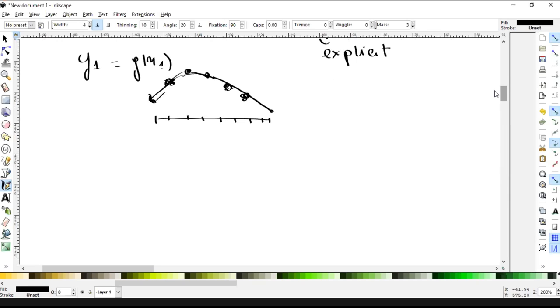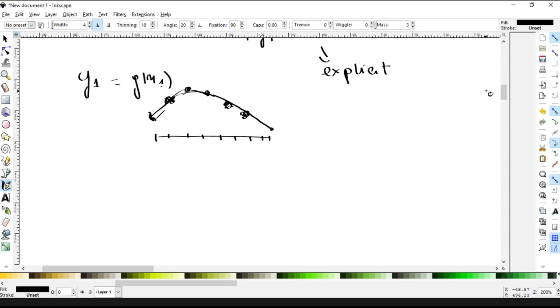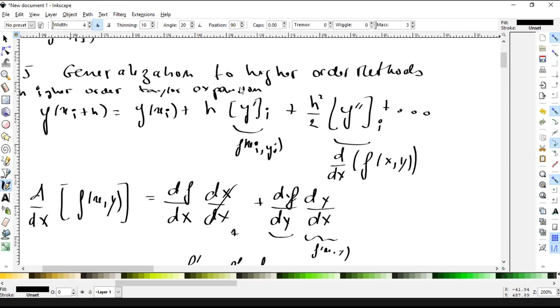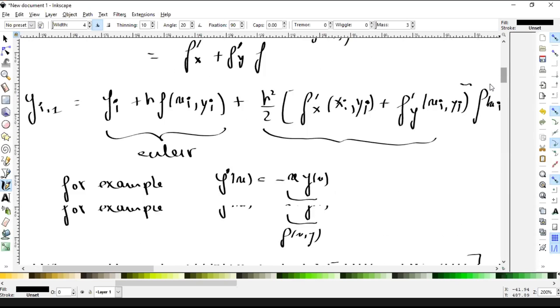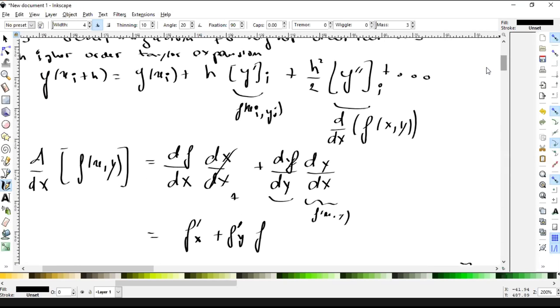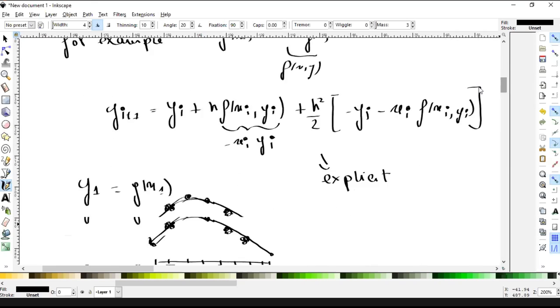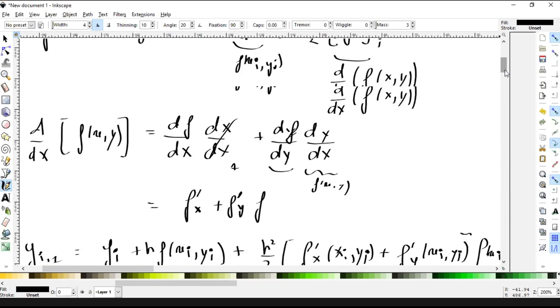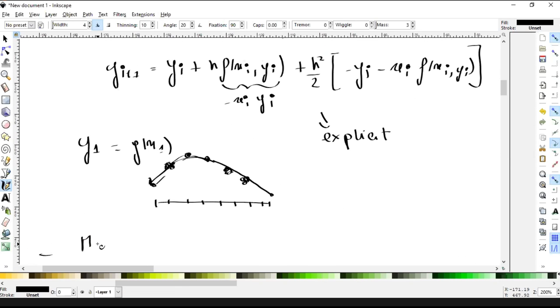So now let's consider another method. This method was derived from higher order Taylor expansion. So let's take, instead of the rectangle integration, the trapezoid integration. So a method derived from trapezoid integration.